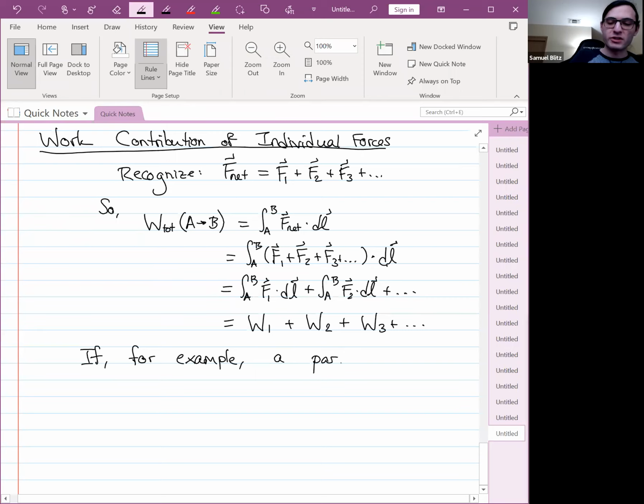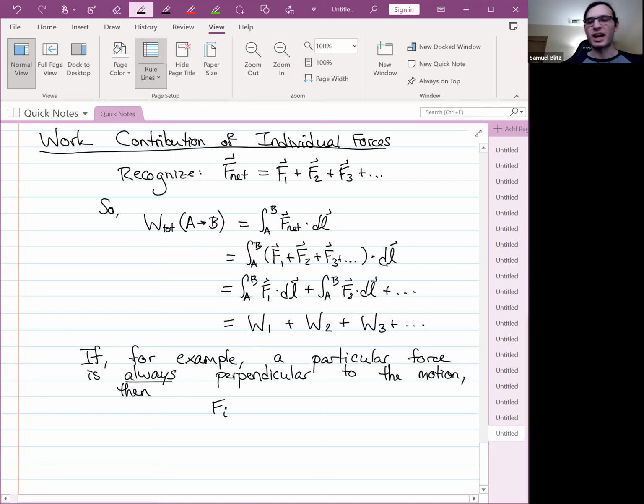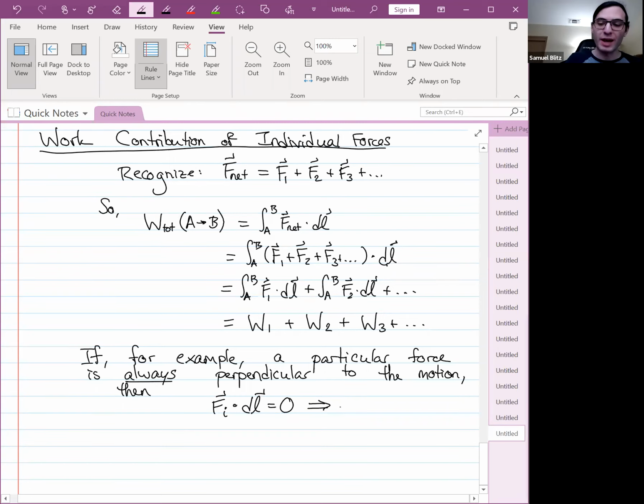a particular force is always perpendicular to the path, or to the motion rather, because the motion is along the path, then that means that, say, F_i, where i is whichever force it is, dot dl is 0 because the force is perpendicular to dl. And what that implies is that for that particular force, the work that it does is 0.